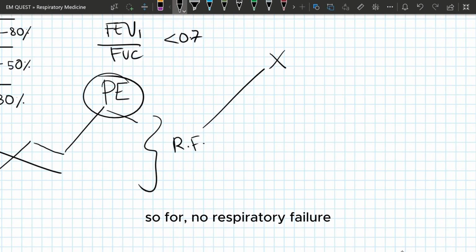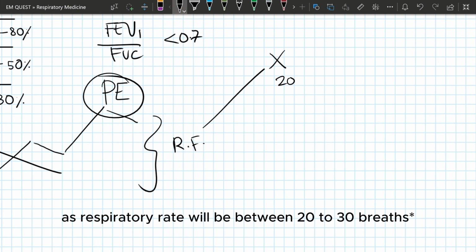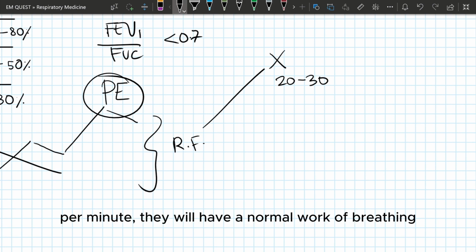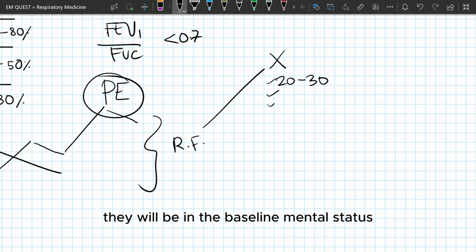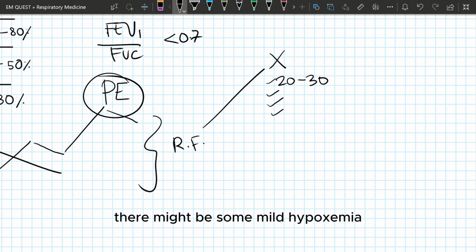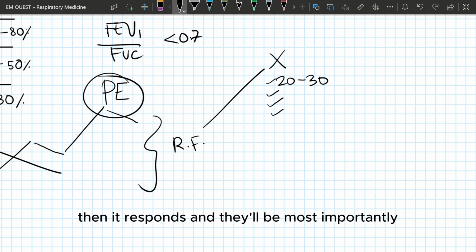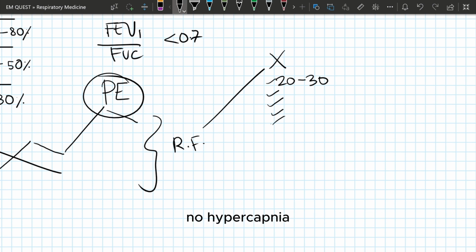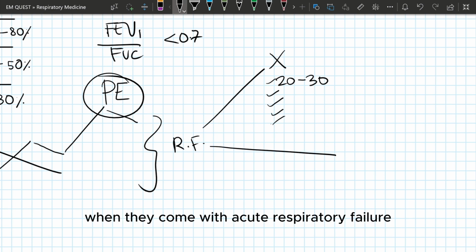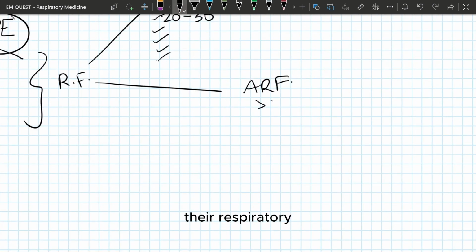So with no respiratory failure, they will be tachypnic. Their respiratory rate will be between 20 to 30 breaths per minute. They will have a normal work of breathing. They will be in their baseline mental status. There might be some mild hypoxemia, but if you put on a nasal cannula, then it responds, and there will be, most importantly, no hypercapnia.